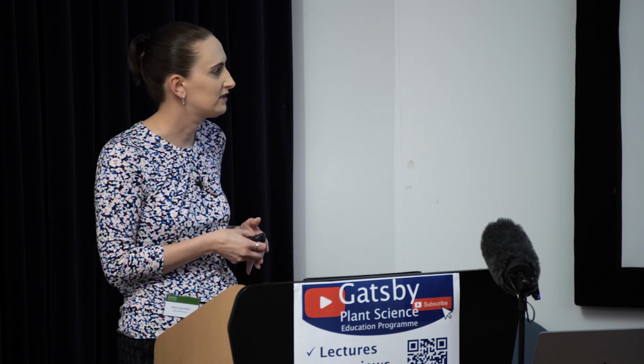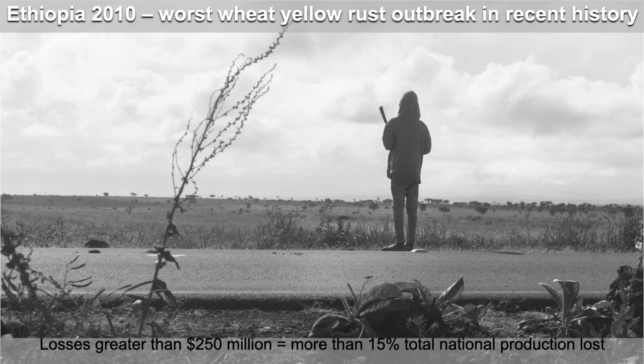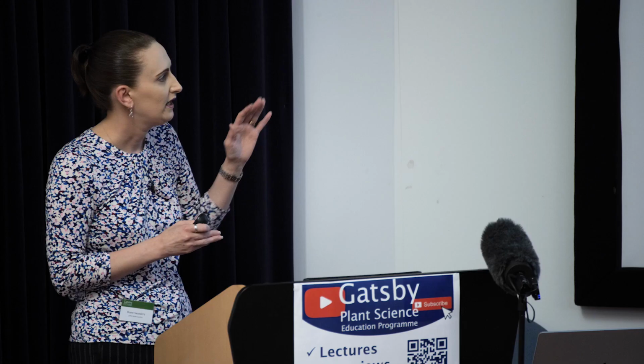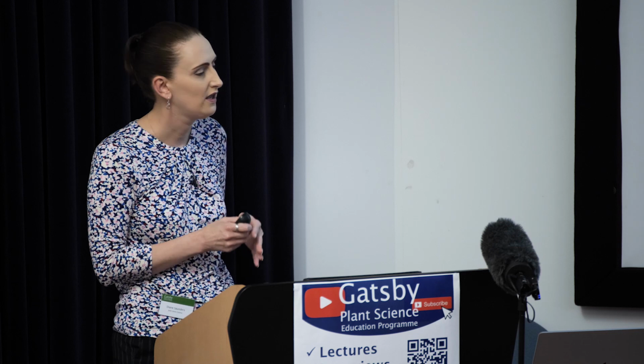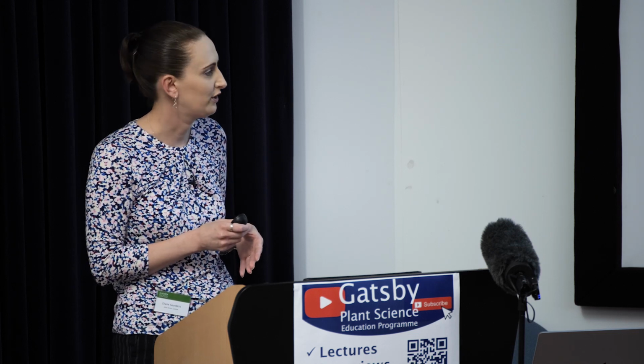And so why are we interested to do this? Well, sadly, unfortunately, in these kind of resource poor regions, this is often where disease epidemics are really hard felt. And so, for instance, if we take this example from Ethiopia back in 2010, which is a country where we work. So in 2010, this is in recent history, one of the largest wheat yellow rust outbreaks that they saw. In this particular year, over 600,000 hectares of crops were affected. That's over a third of the country's wheat production area.